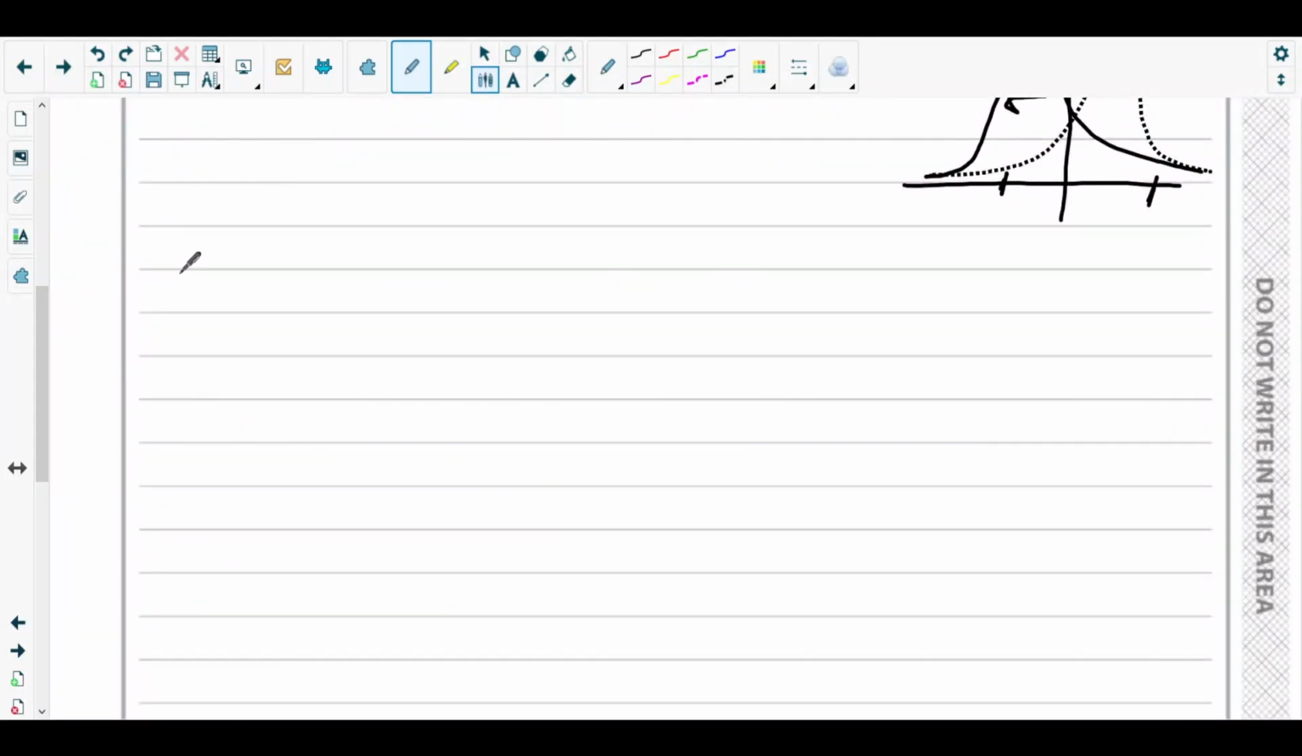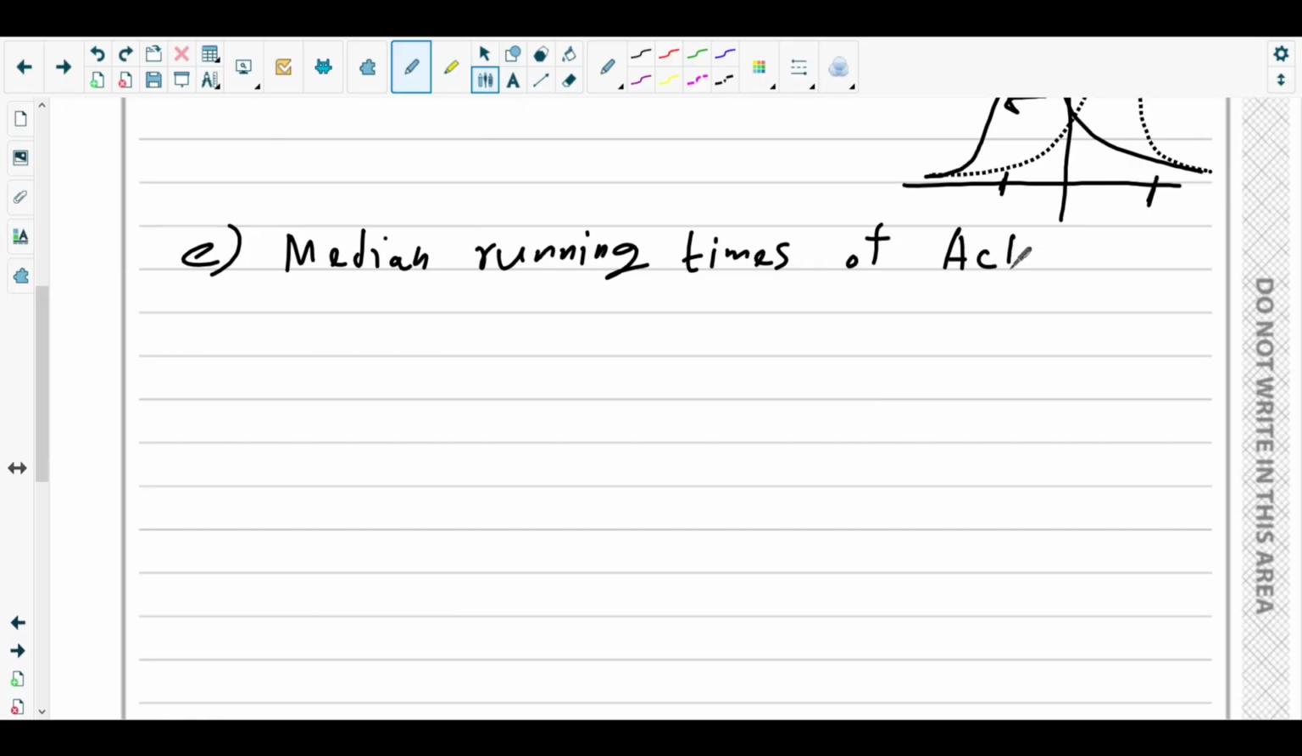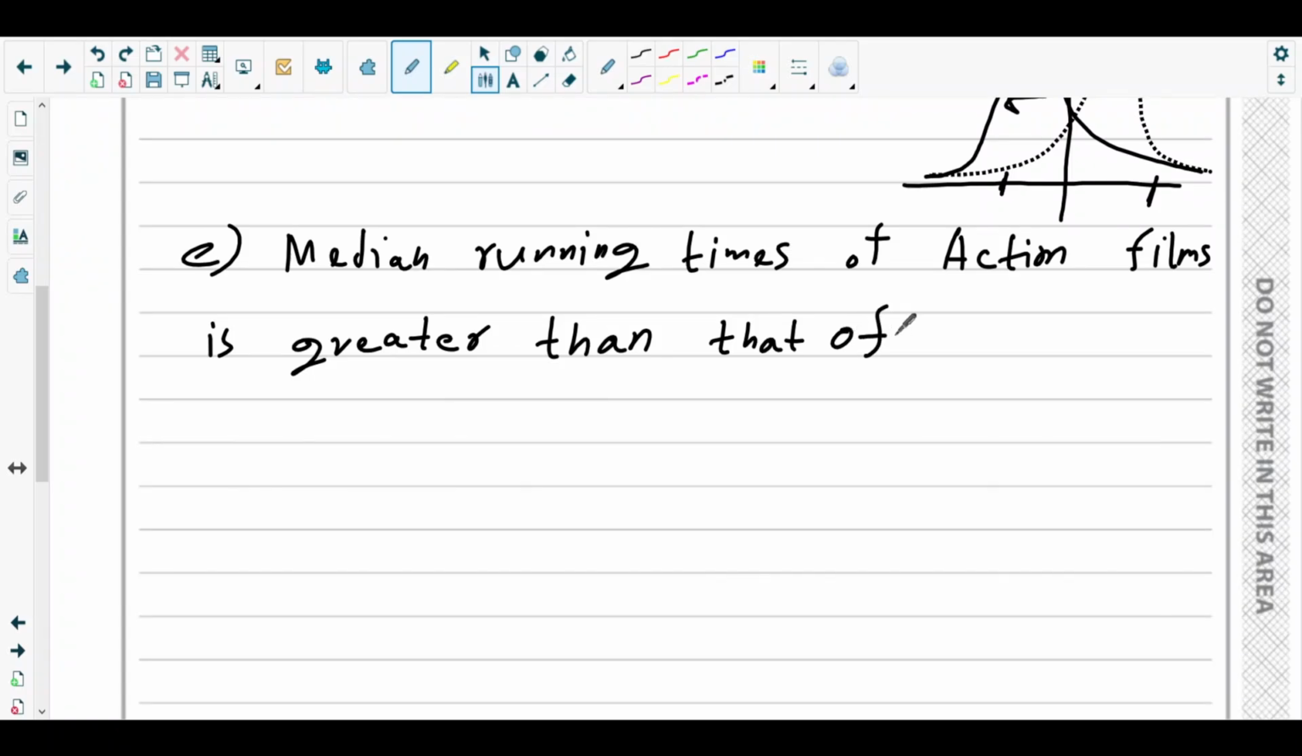So that's what we will just write down here. Median running times of action films is greater than that of comedy films. That's the difference we got.